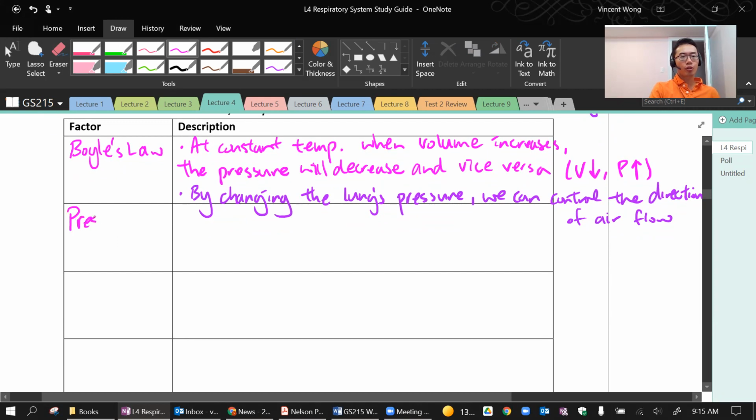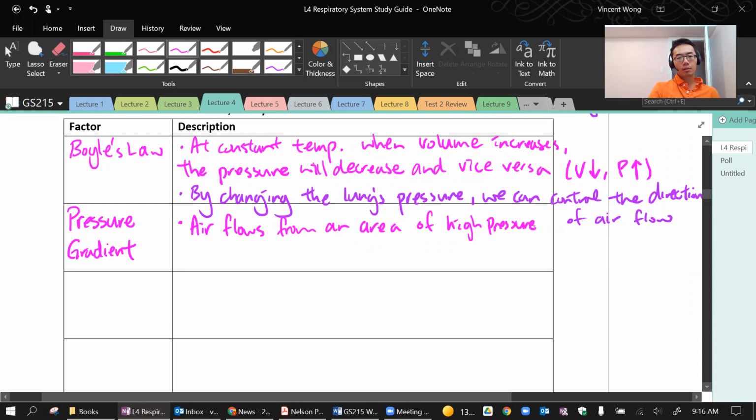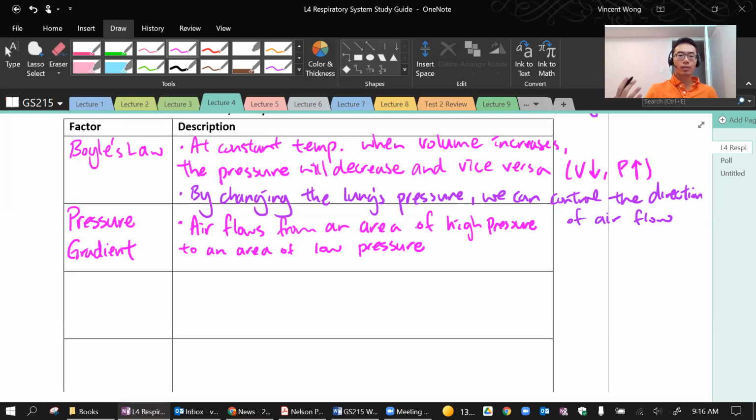Second factor is pressure gradient. Gradient is just a fancy word for difference. So in general, air flows from an area of high pressure to an area of low pressure. It's kind of like diffusion, right? Go from an area of high concentration to an area of low concentration, except we're talking about pressure right now.